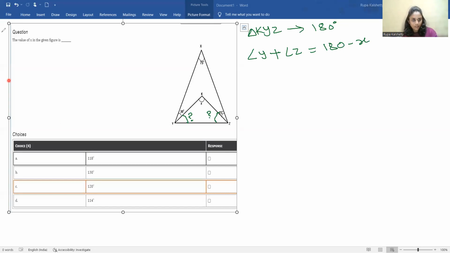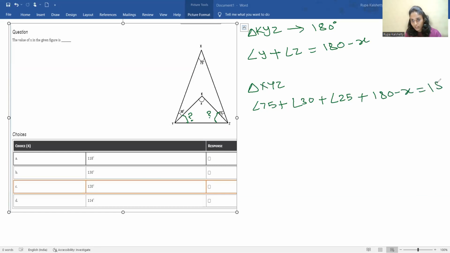Now if you look at the bigger triangle here, one of the angle is 75 degree. A part we know of y is 30, a part of z is 25. So can we write another equation here that for triangle XYZ, angle 75 plus angle 30 plus angle 25 and the remaining part, and this remaining part of y and z together is 180 minus x, which is this. So 180 minus x should be equal to 180 altogether. Correct? Am I correct? Are you understanding this?